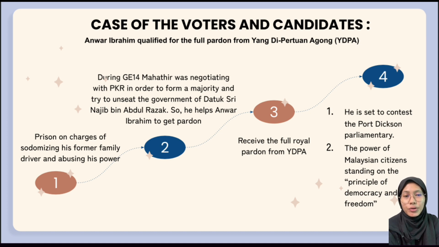However, during General Election 14, Mahathir was desperately negotiating with other parties, including PKR, in order to form a majority and try to unseat the government of Datuk Seri Najib bin Abdul Razak. So he helped Anwar Ibrahim to get a pardon from the YDPA. Since Anwar received the full royal pardon from the YDPA 7 days after Pakatan Harapan conquered the federal government after General Election 14, from that moment he was able to contest in parliamentary elections. It shows that he has a right as a candidate during 2018.